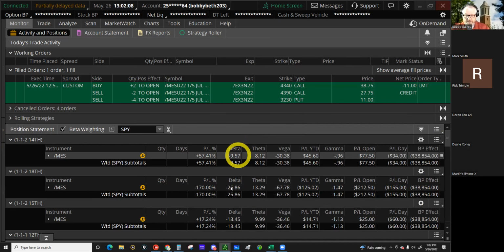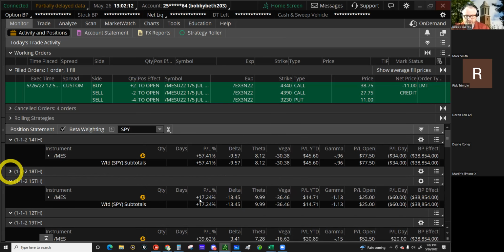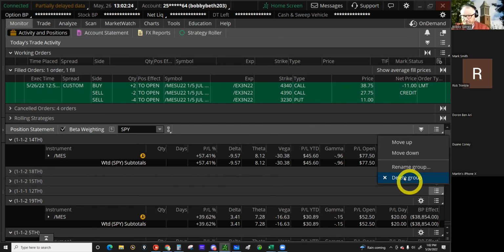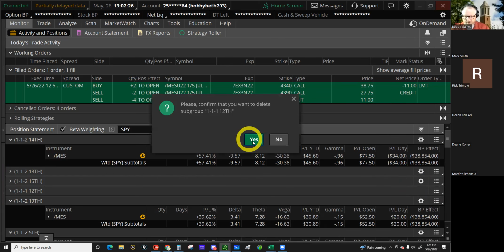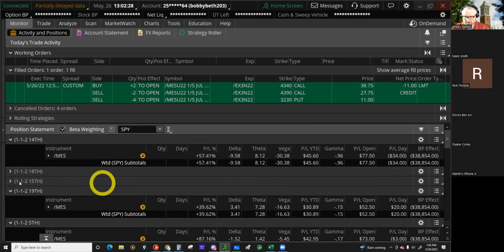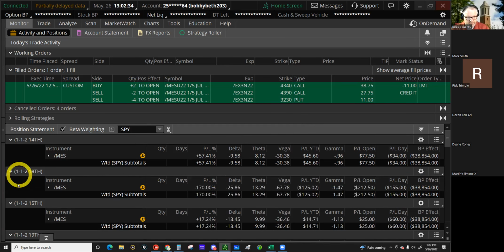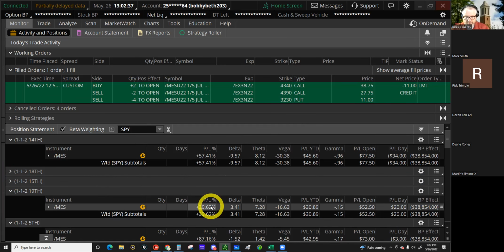All right, so here's one we could take off for 57%. That's negative deltas. This one's down 170, so we won't worry with that. That one's up 17%, $25. That would take away some negative delta. Let's see, what else we got here? This one is gone, so let's delete him. We got 112. That one's up 17. This one's down near 70. This one's up 39%.